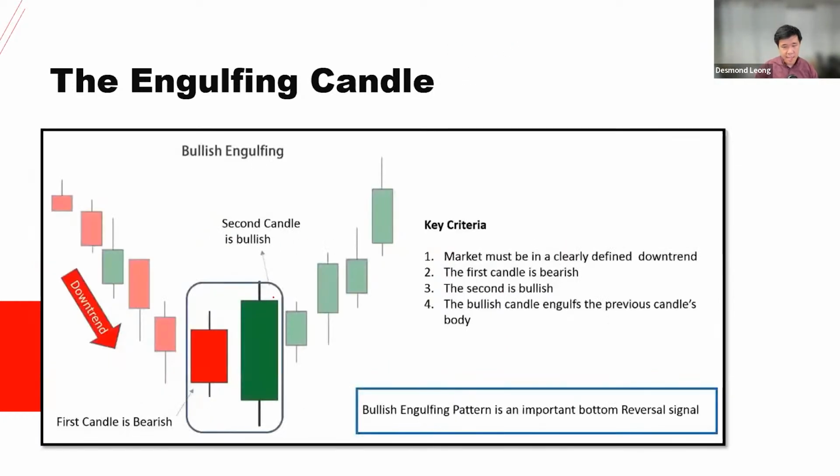Come down here. This is technically how it's supposed to happen, right? A bullish engulfing candle happens after a downtrend, right? There is a nice little candle here. The first candle has to be bearish, and then, of course, the bullish candle comes in and engulfs it entirely. And then that's where you see a nice little reversal.